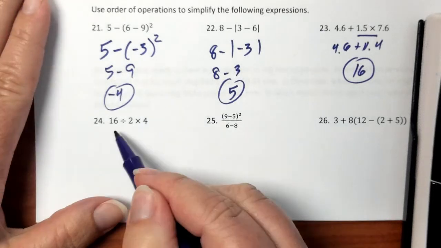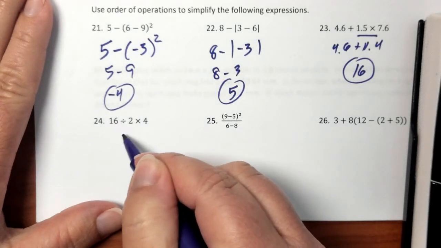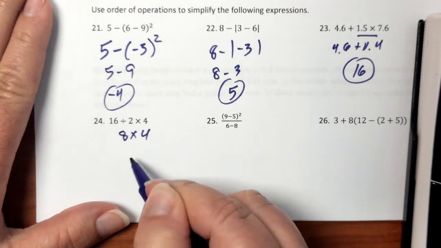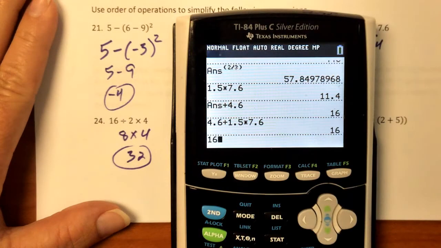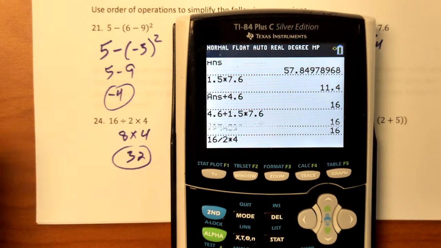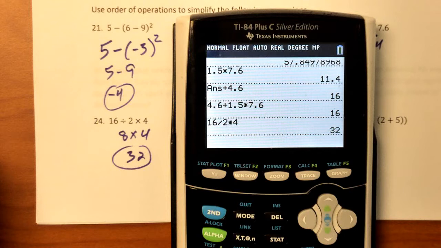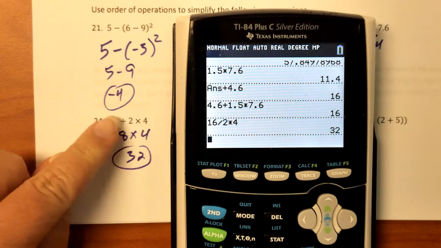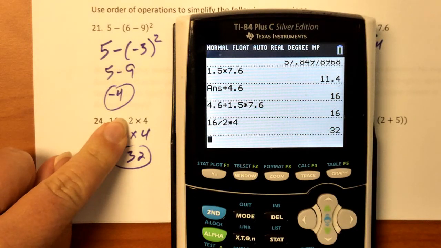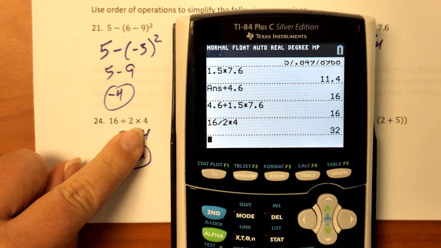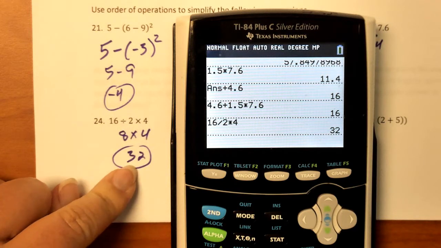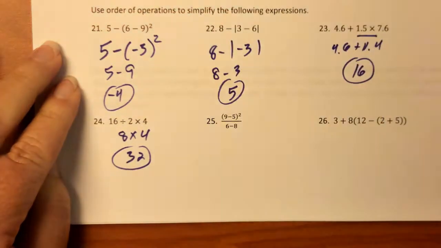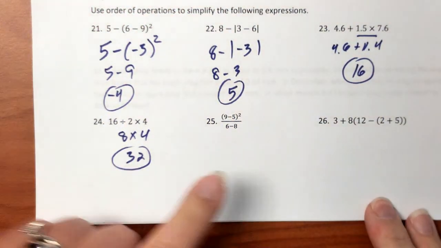So in this case, actually, the division is first. 16 divided by 2 is 8. And then the 8 times 4 is 32. Again, your calculator knows order of operations. So if you type it in just like it was written, it will do the order of operations for you. Okay? Notice that if you had done 2 times 4 first and gotten 8, then you would have had 16 divided by 8 and gotten 2, which would be a different answer. So it is important that we follow that order of operations.